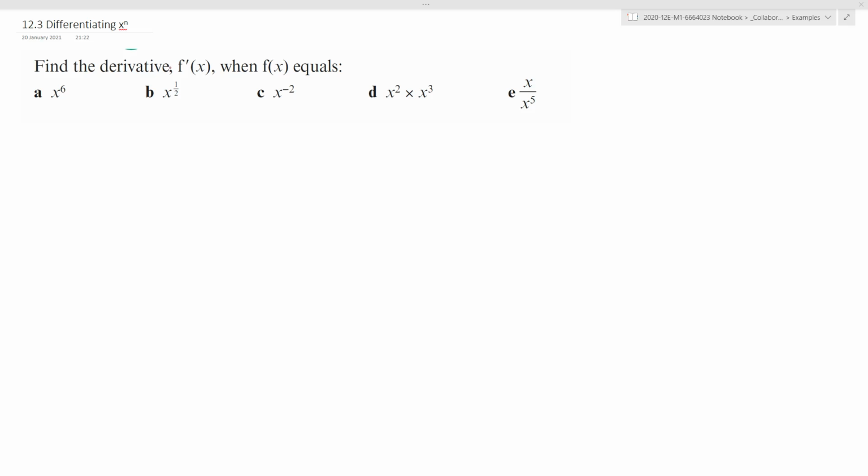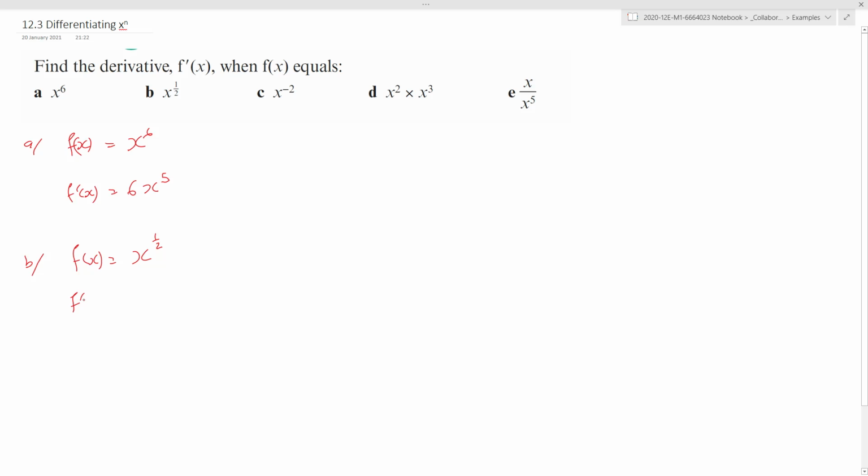Find the derivative f dash of x when f of x is equal to, so we do a, f of x is equal to x to the power of 6. When we differentiate it, f dash of x gives us, we take the power, 6 times x to the power of 6 minus 1 is 5. Let's try the next one, b, f of x is equal to x to the power of a half.